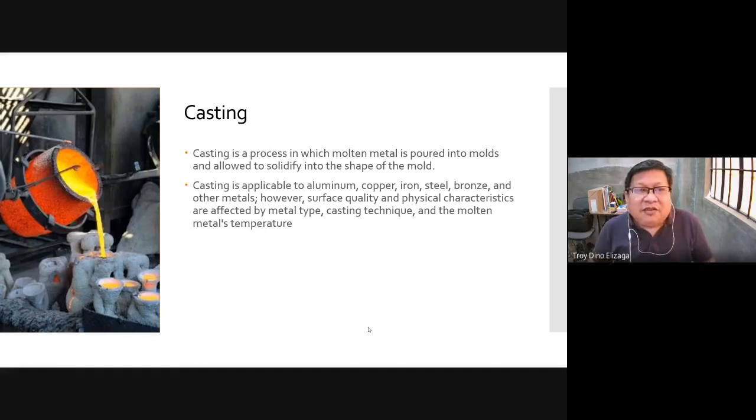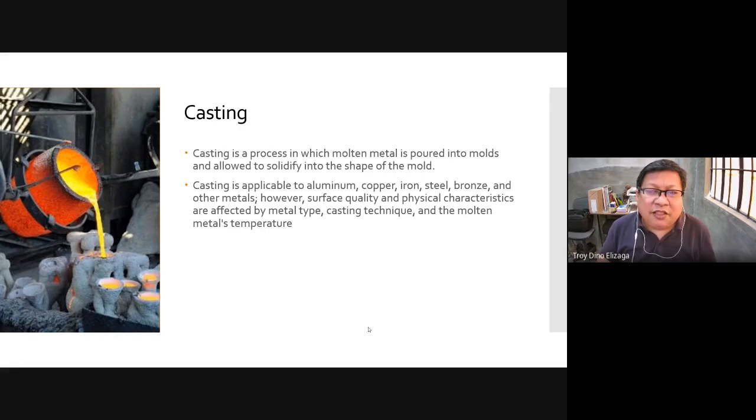Casting is when you melt the metal and then put it inside a mold, and then you have that. So cast iron, I mentioned before that you can shape it into anything. So that's the process involved, casting. It's applicable to aluminum, copper, iron, steel, bronze, and other metals.